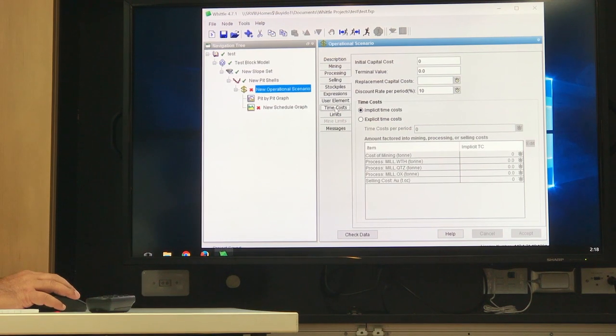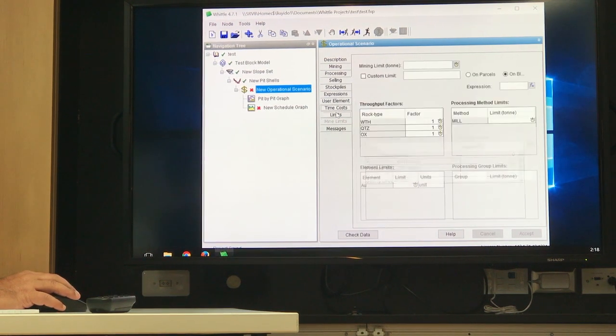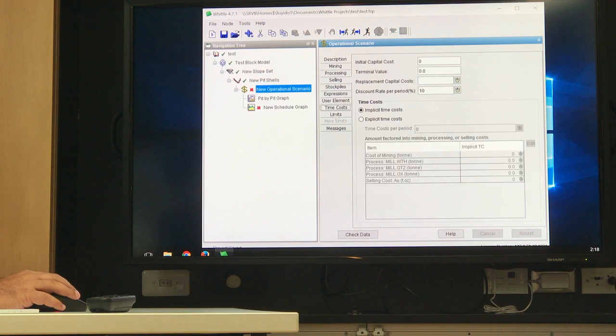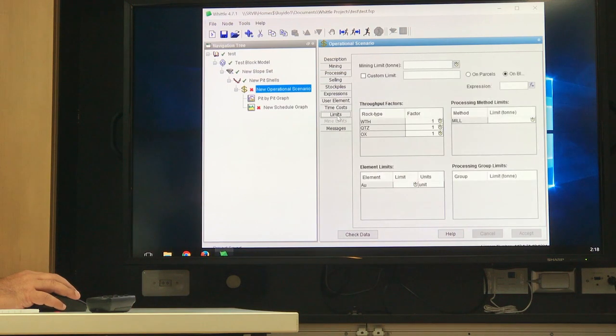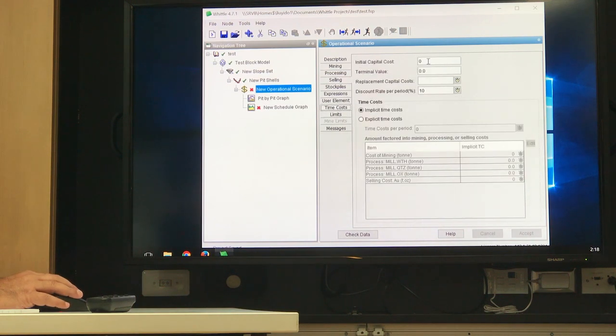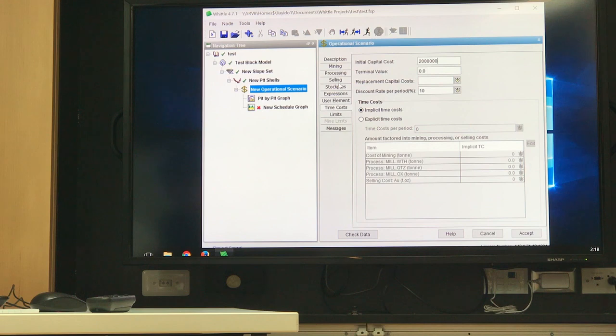There are two other important things that you need to enter. One is called time cost, and the other one is limit here. So for time cost, the thing that you are going to enter here is the capital cost of the project. The capital cost of the project. So if I put, let's say, 200 million. So is it correct? 1, 2, 3. So 200 million. Now, how are you going to determine this?